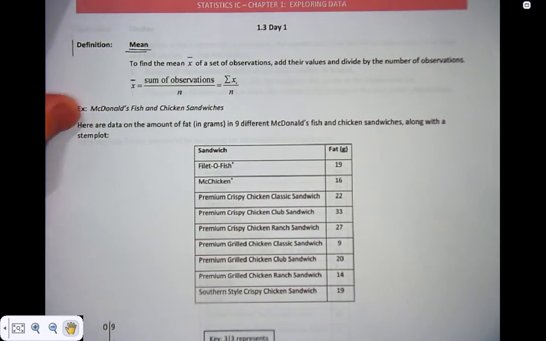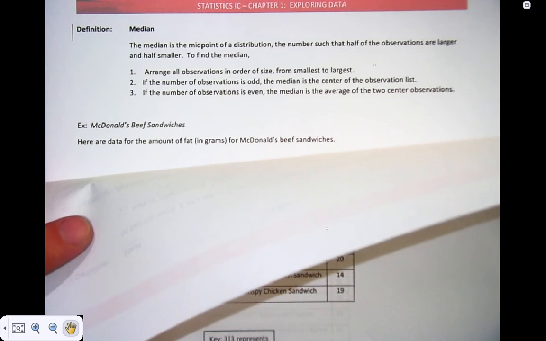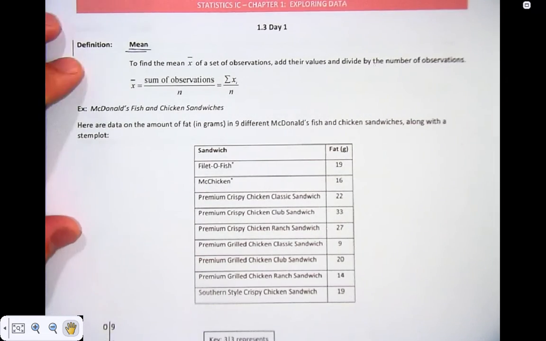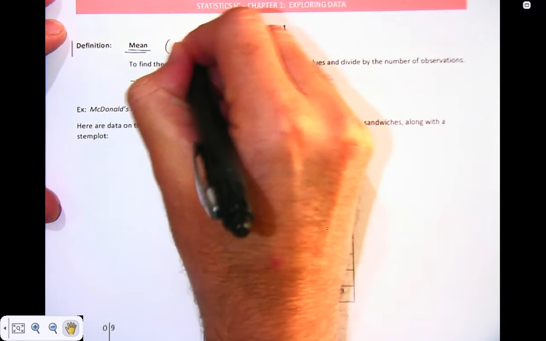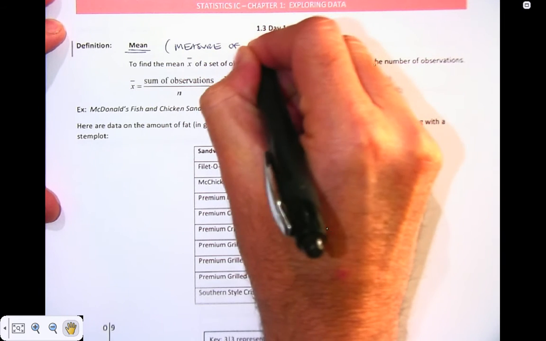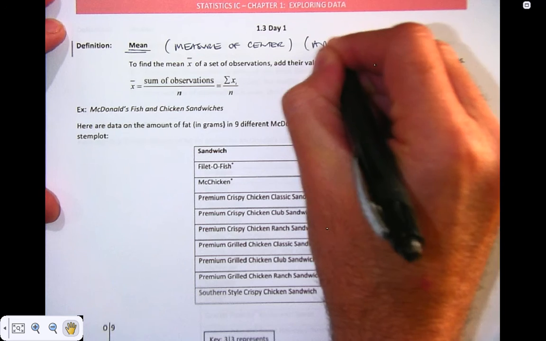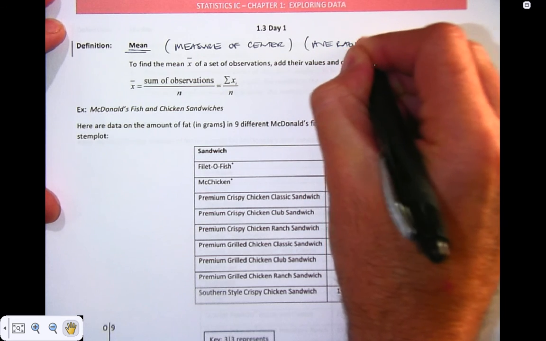We're going to learn how to actually calculate the mean, which is fancy for average. And on the second page, you'll see we're going to do the median. So these are two measures of center, right? So this is a measure of center, right? It's also known as the average. It's just a different word.